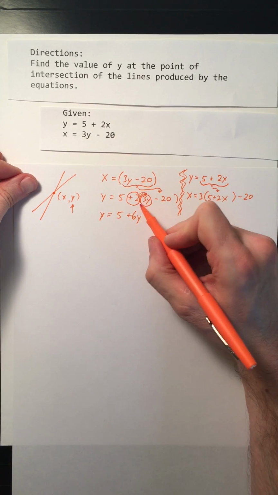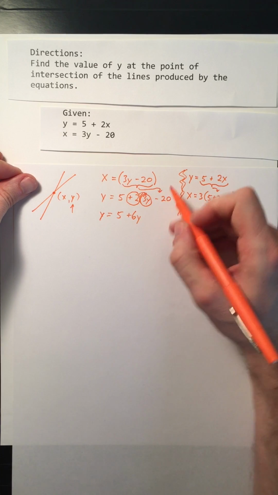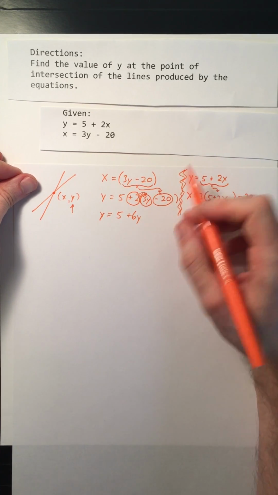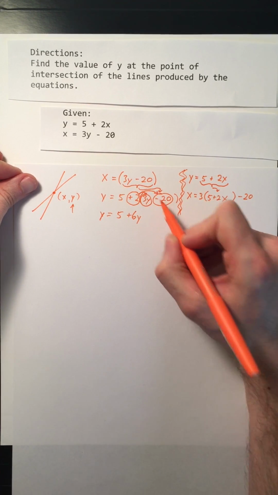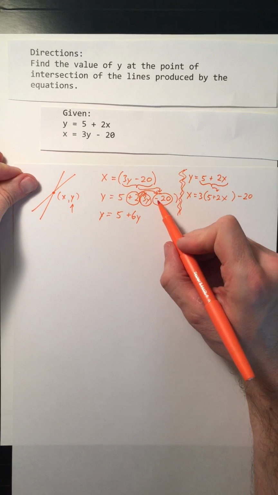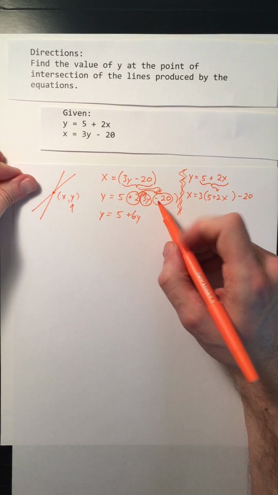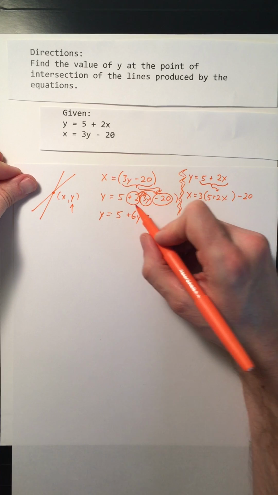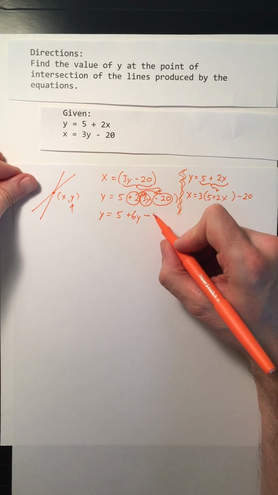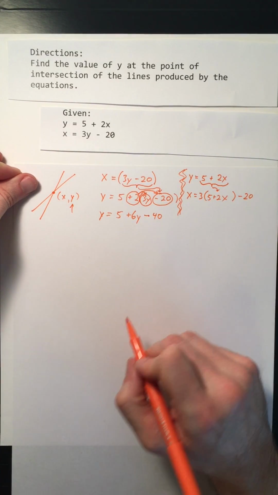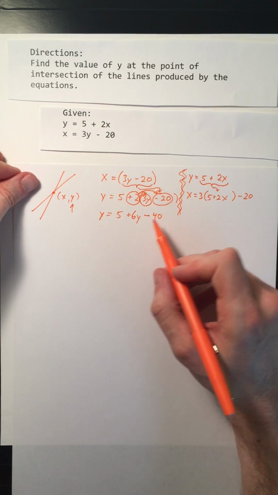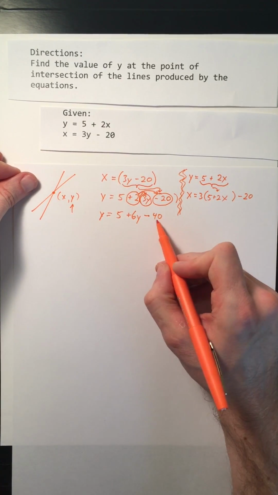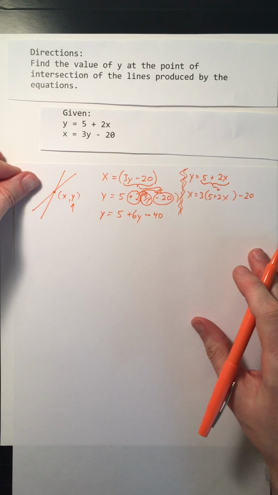We're going to do the same thing. 2 times negative 20. Distribute, that means multiply. Positive 2 times a negative 20. Positive times a negative makes a negative, and 2 times 20 makes 40. Okay, so I've simplified a little bit. I still have numbers in different places here, so I'm going to simplify that.